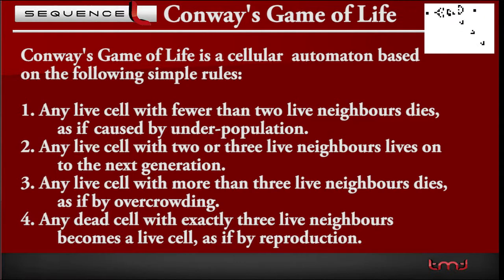Conway's Game of Life is a cellular automaton based on 4 simple rules. Any live cell with fewer than 2 live neighbors dies, as if by underpopulation. Any live cell with 2 or 3 live neighbors lives on to the next generation. Any live cell with more than 3 live neighbors dies, as if by overcrowding. And any dead cell with exactly 3 live neighbors becomes a live cell, as if by reproduction.